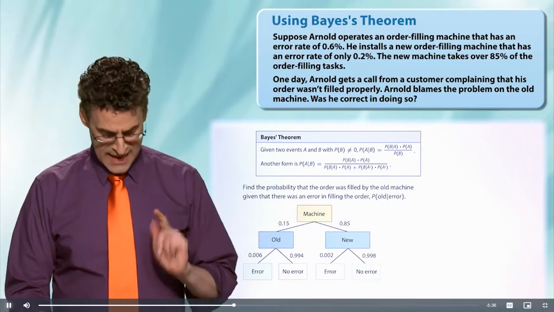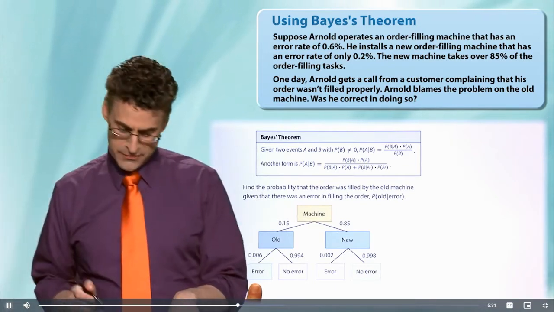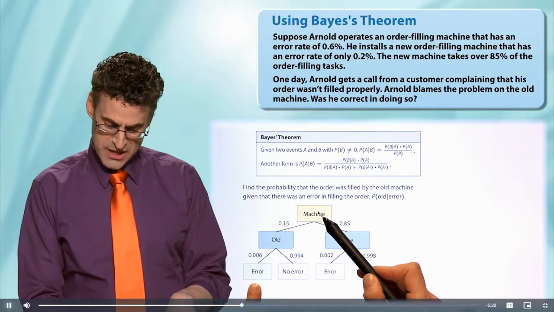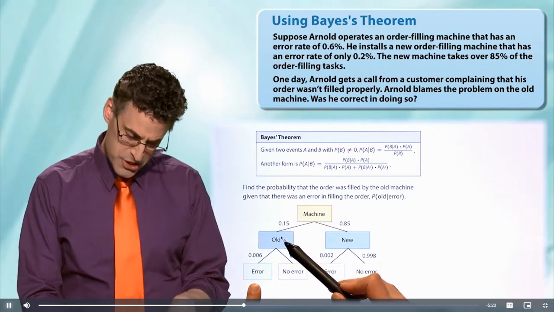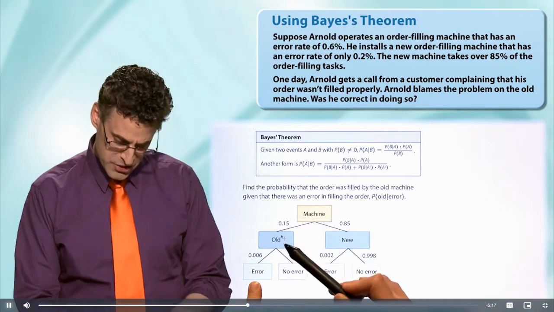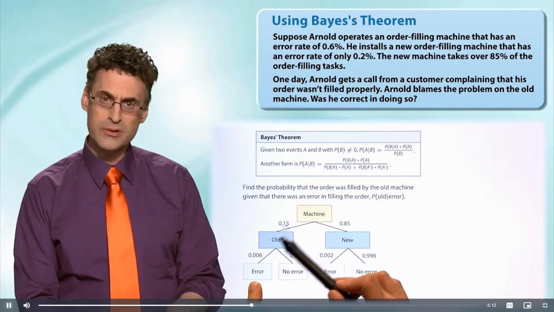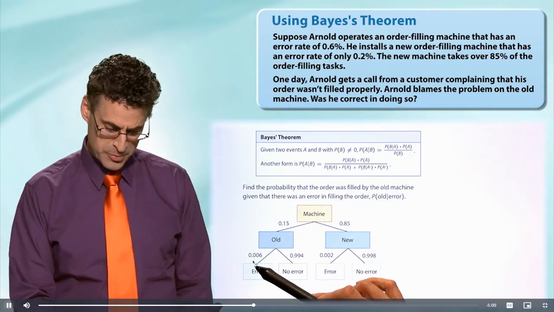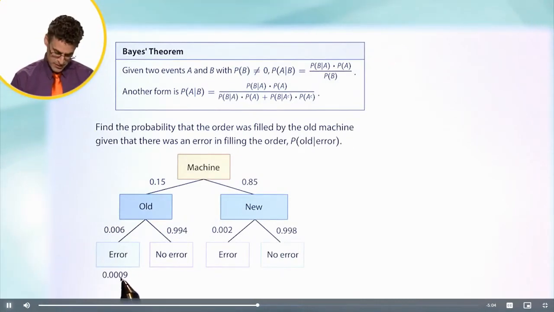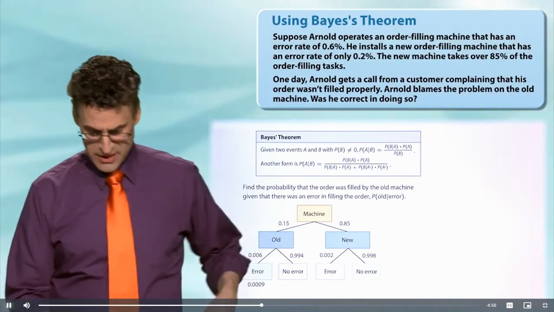Now we've filled this up. Now we want to figure out the probability of making it all the way down there. Well, if we talk through it, we can figure it out. What's the probability that we start here, not knowing which machine, and have the old machine and an error? The word "and" there is key, and these are independent events. So, old machine and error, I multiply probabilities together. I take 0.15 and multiply it by 0.006, and the answer is a very small number, 0.0009.